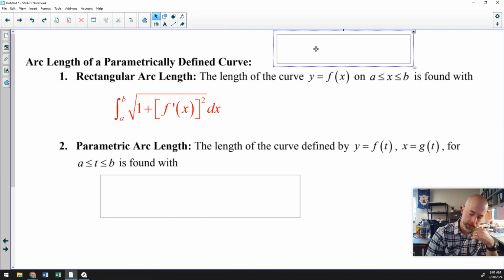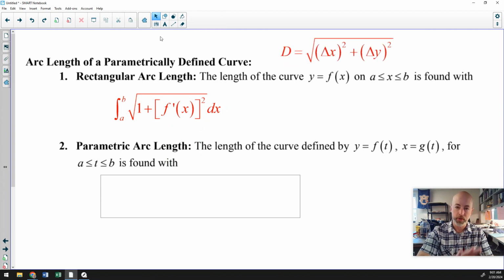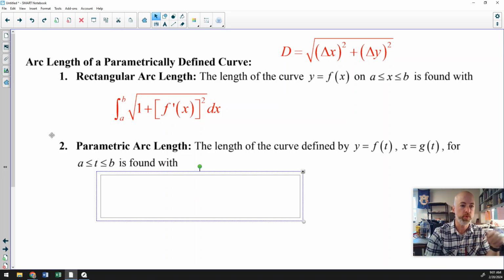And do remember that the rectangular arc length is derived from the distance formula. It's a change in x squared plus a change in y squared. In the world of calculus, that becomes the derivative of x squared, and the derivative of x would be 1 if we have y equals f of x. The derivative of y squared would be your f prime of x squared, and then we apply an integral to that to get arc length. And we're going to do the exact same thing for a parametric curve, and it's pretty nice. If you know your rectangular arc length, parametric is a tiny little tweak, which is why I'm adding it to the end of this lesson.